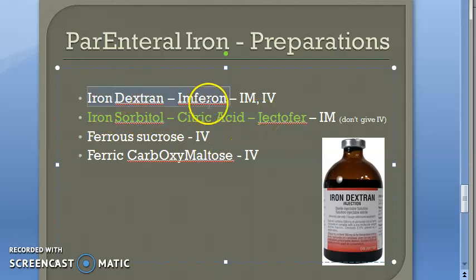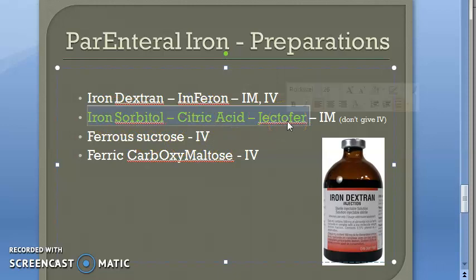Iron dextran is a very old form. It is called Imferon. Actually it can be given IM or IV. Iron sorbitol citric acid, Jectofer, IM. Just prick yourself in your deltoid and say IM. Iron sorbitol citric acid, Jectofer, IM. I hope you're touching your deltoid and saying that you will give it IM only. Everything else can be given IV.